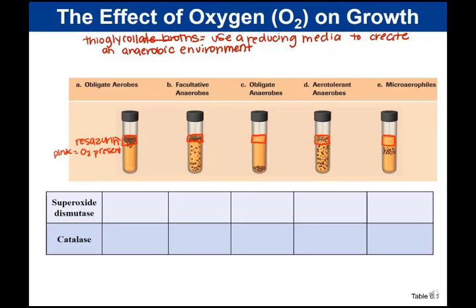So now what I want you to think about is, for each of these types of O2 requirements, whether or not they would have superoxide dismutase. So meaning give it a plus if they produce it or a minus if they don't. And same thing with catalase. Does the organism produce catalase? If it does, give it a plus. If it does not, give it a minus. And so take a minute, and I want you to attempt this on your own before hearing the answer. So if you need to, pause your video, and when you're ready, turn it back on, and I'll go over the answer with you.